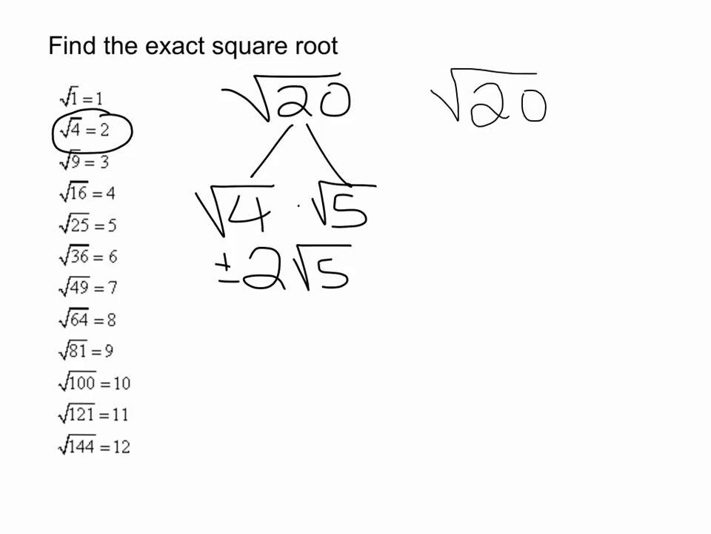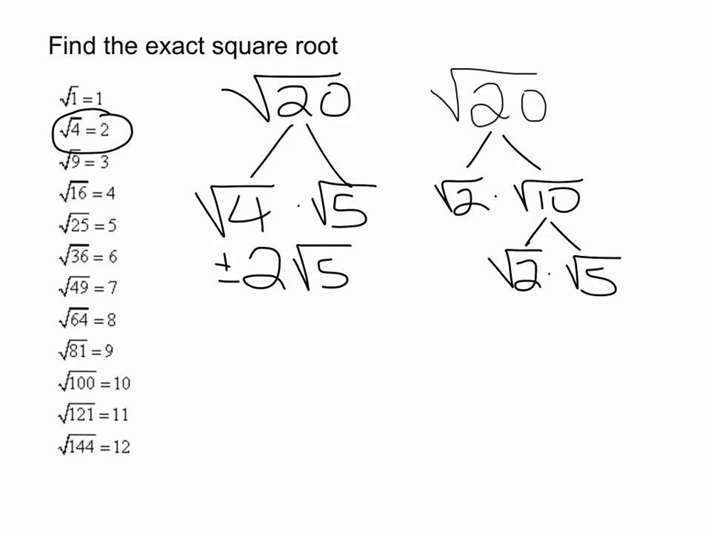So let's use another set of factors with the square root of 20, and this time I want to use the square root of 2 times the square root of 10. So we're not identifying a perfect square right off the bat as we did here. We identified square root of 4 as a perfect square. We don't have a perfect square here, but we can still get a correct answer. So there's nothing I could do with that square root of 2, but I can factor the square root of 10 into the square root of 2 times the square root of 5.